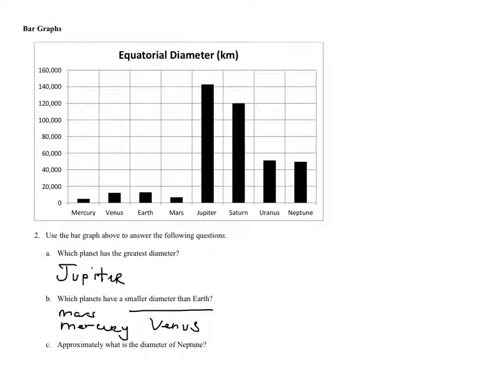Approximately, what is the diameter of Neptune? So I'm going to go over here to Neptune, and then I'll read over. And I would say it's approximately 50,000 kilometers. Where did I get kilometers from? He has to give you some kind of units here.